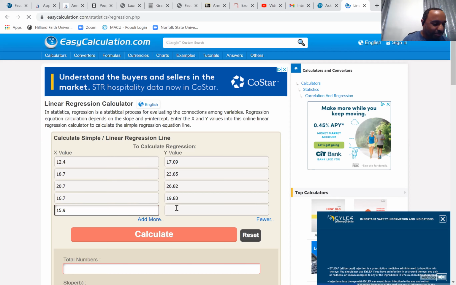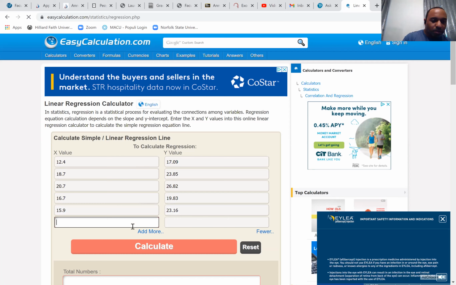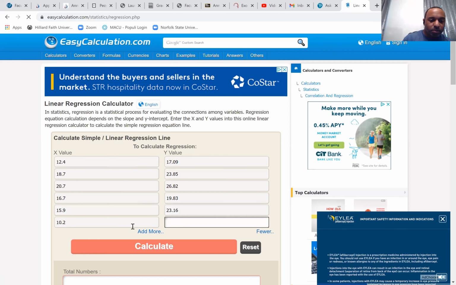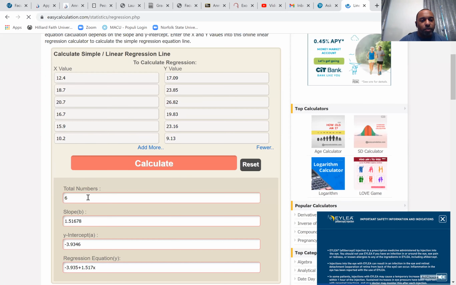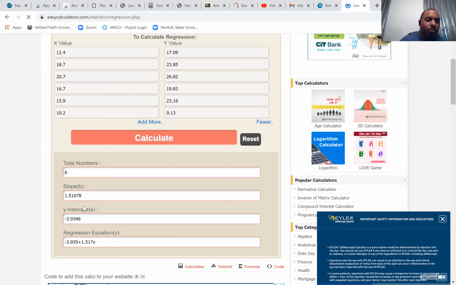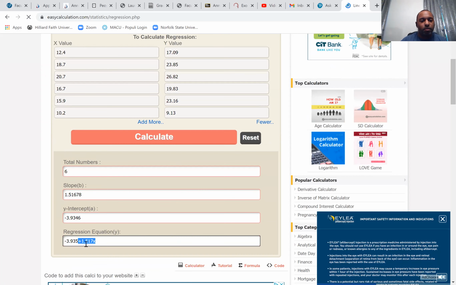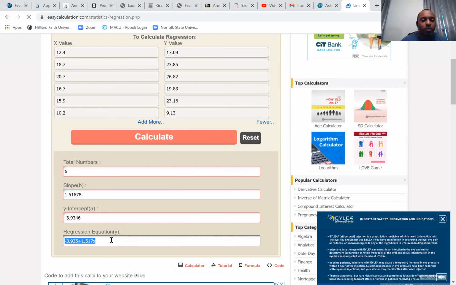All right, so 58.9, 23.16. So we have one more, 10.2 and 9.13. Hit calculate, and we have the slope 1.51 and the intercept negative 3.9. And that's it right there. You just put both of those values in the equation form.